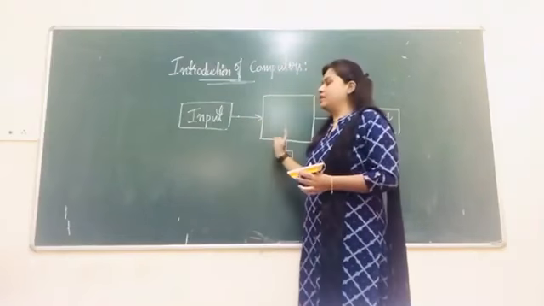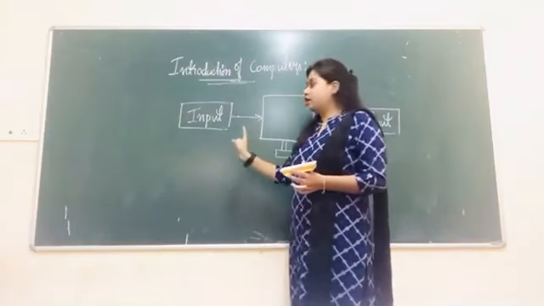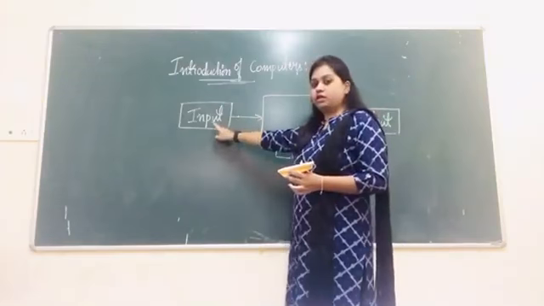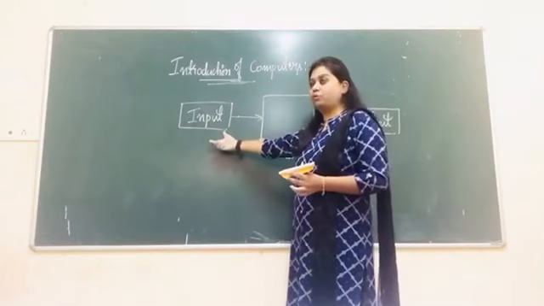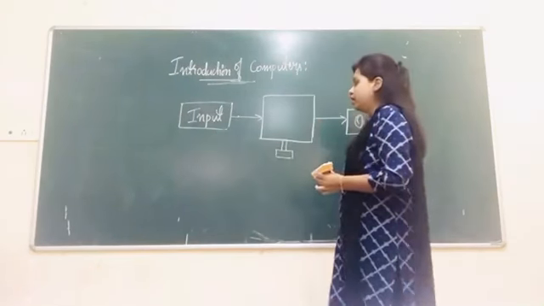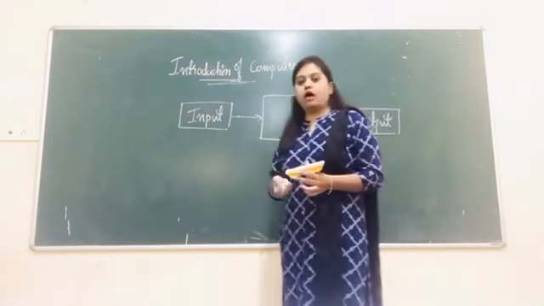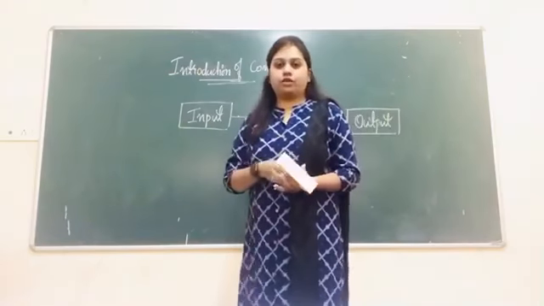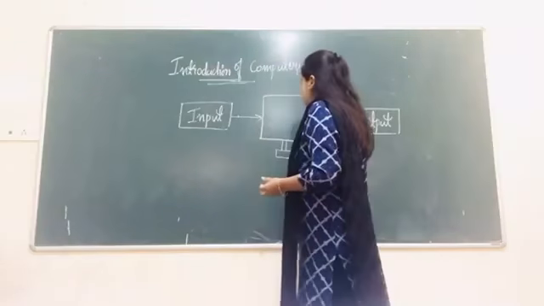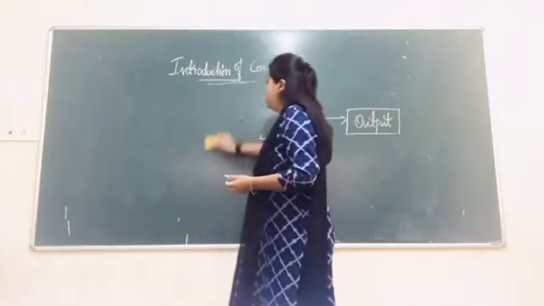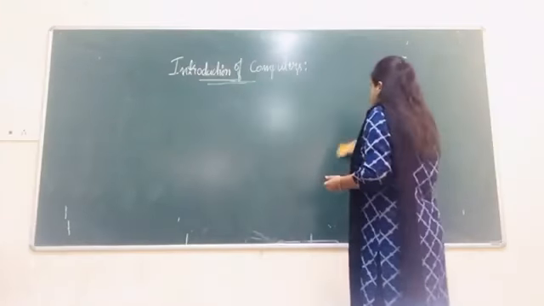So, computer is an electronic device which takes the information in the form of input and gives out the desired result in the form of output. So, this is the definition of the computer. Then we will know about the evolution of computers.